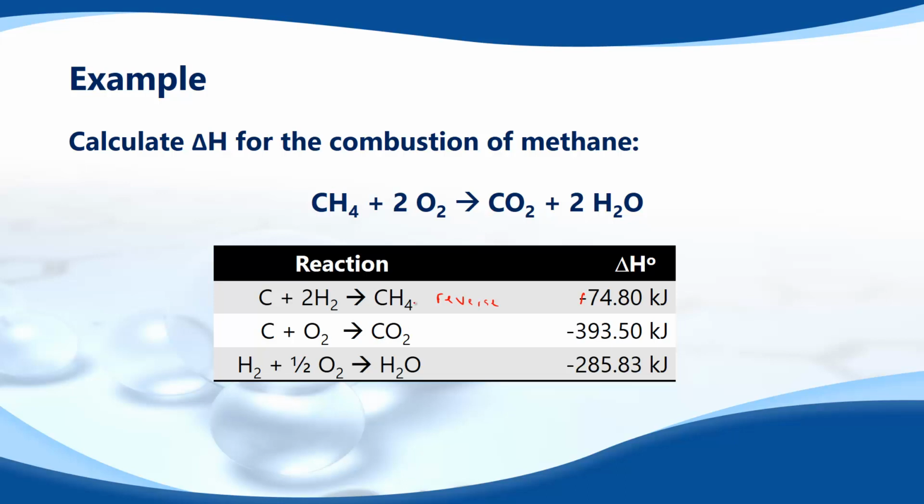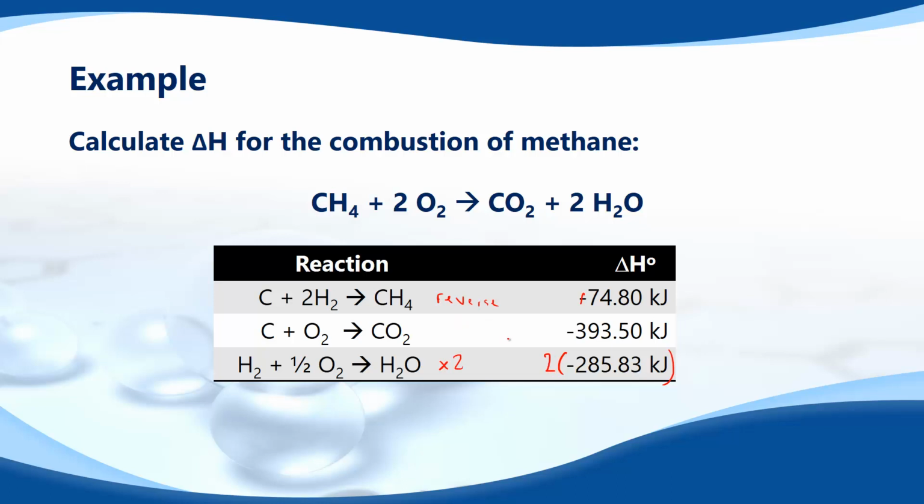Equation 2, I have CO2 as a product. I have 1 mole of CO2 as a product, so I'm good there. Equation 3, I have H2O as a product, and I should have it here as a product. But in my equation down bottom, I only have 1 mole of H2O. I need 2 in my balanced reaction. So what that means is that I'm going to have to double the third equation, which means I'm also going to have to double the enthalpy value.